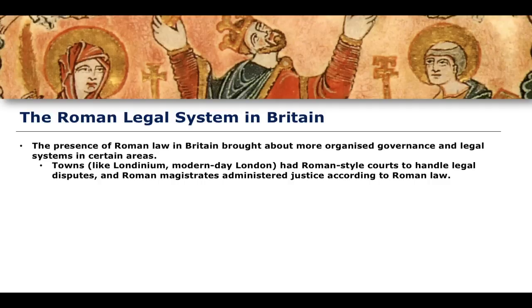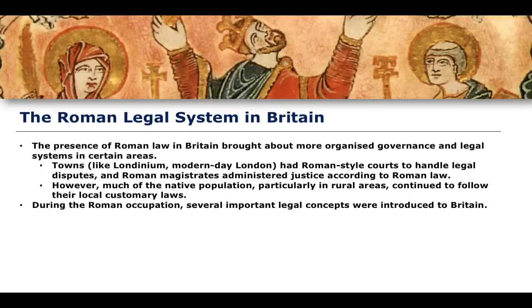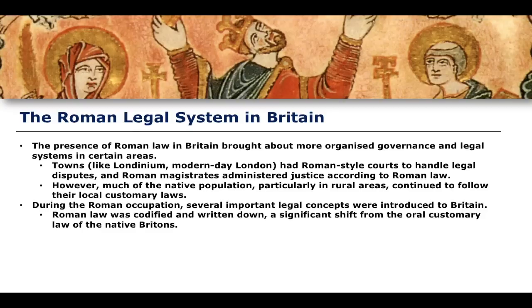Roman Empire. Towns had Roman-style courts. They handled legal disputes. They had Roman magistrates that administered justice according to the basic principles of Roman law. But for the most part, and for the majority of the native population, particularly in rural areas, which was the vast majority of Britain at the time, there was just the following of local customary laws. So the Roman law didn't really have in-depth influence over the majority of the native population. During the Roman occupation, several important legal concepts were nevertheless introduced.